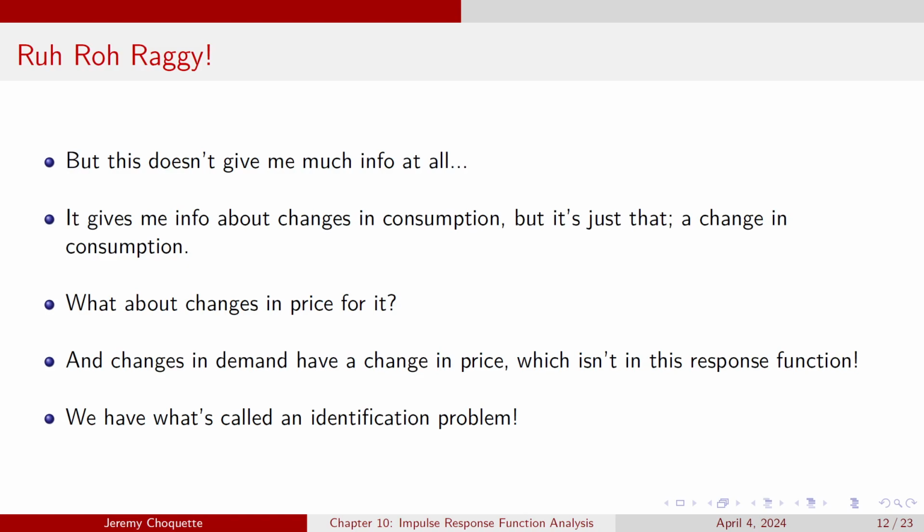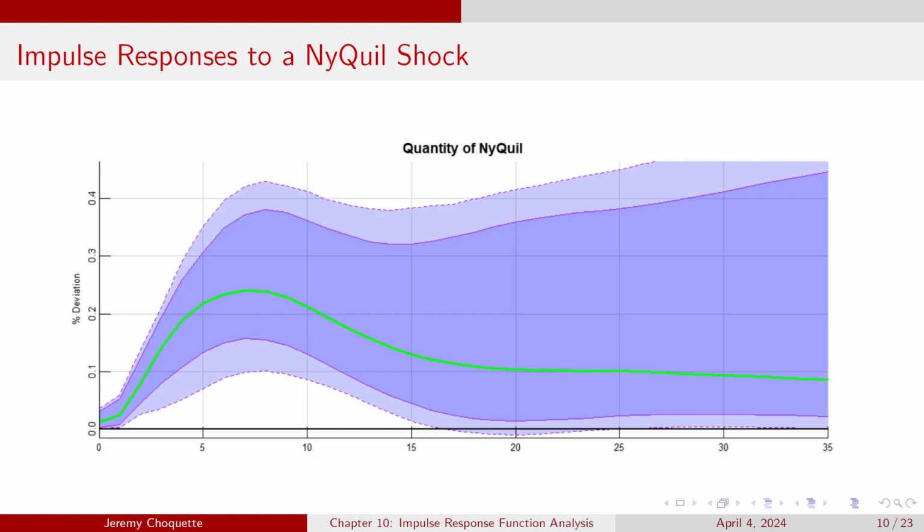So we got ourselves a little bit of an identification problem. And what would that be? Well, the quantity is increasing. But if you just look at the quantity increasing, is that a demand shock or is that a supply shock? We don't know. Why don't we know? Well, we don't know because we don't know what the price is doing. So if the quantity goes up and the price also goes up, that would be indicative of a demand shock. Because if you just draw, you know, supply and demand and you shift demand out, price goes up, quantity goes up.